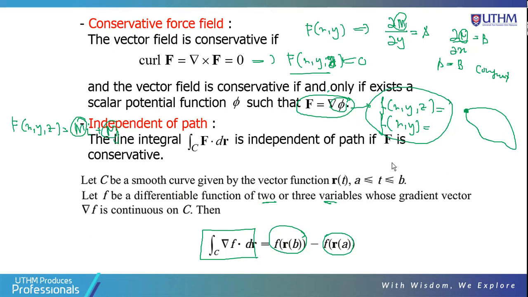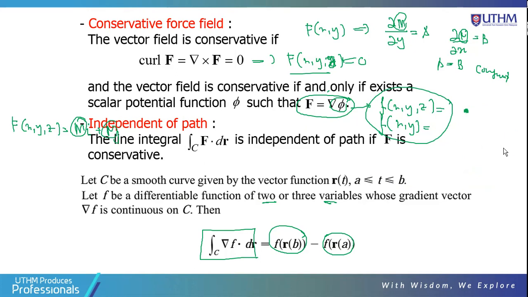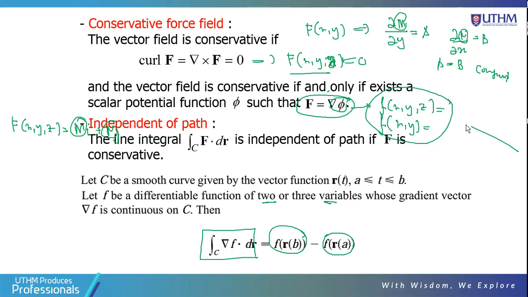Sorry, I put that in wrongly. Whatever the curve or line, as long as the end point is the same, this one we call a conservative vector field.